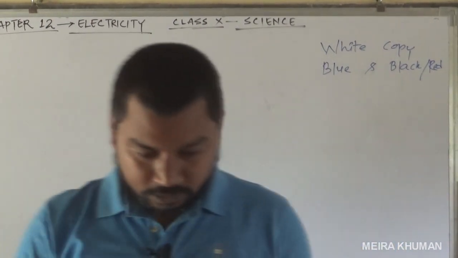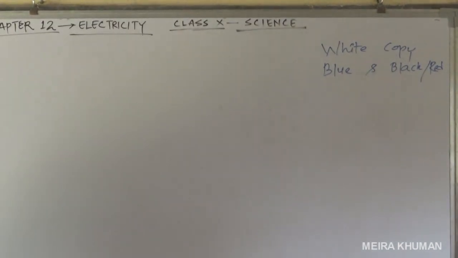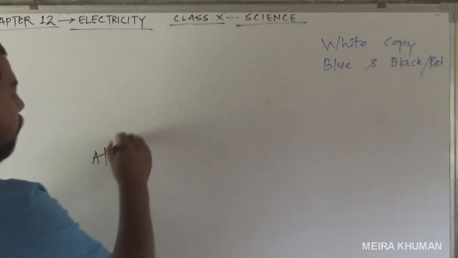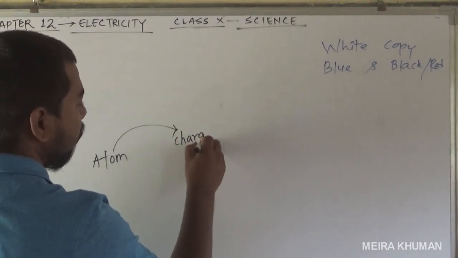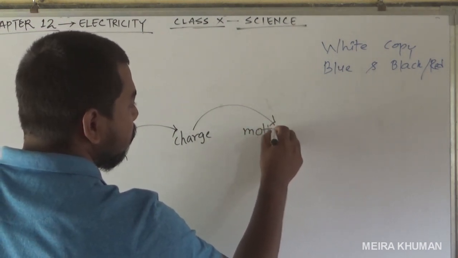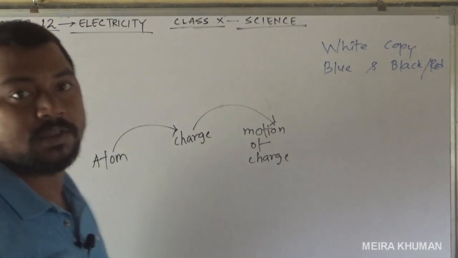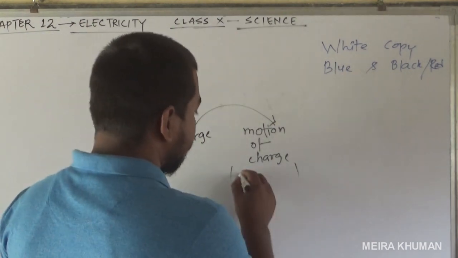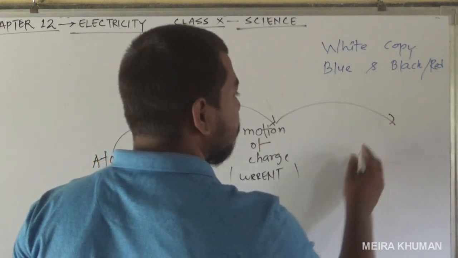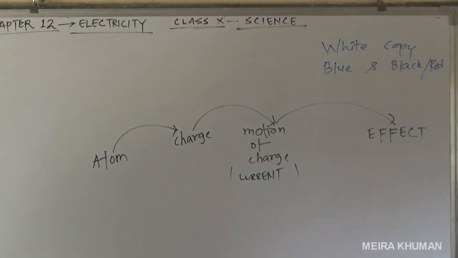Let me give you a study map of this chapter, electricity. What are we going to study in this chapter? We will first try to understand what an atom is. From that atom we will try to understand what charge is. After that we will understand the motion of charge, the movement of charge. That motion of charge is nothing but what we call electric current, isn't it? And thereafter its effects, the effects of that electric current. Clear? This is the simple map that we are going to follow.